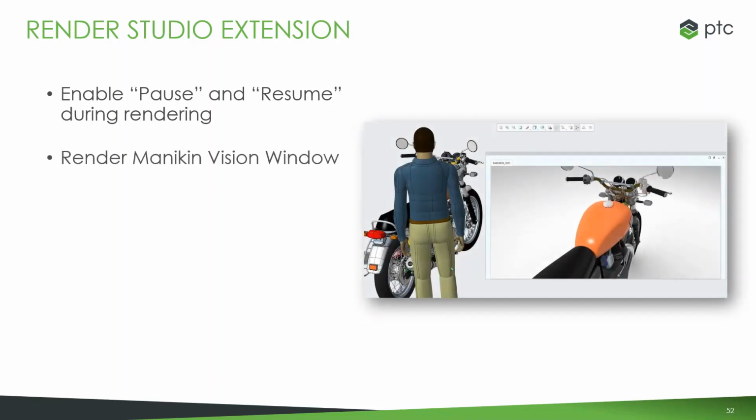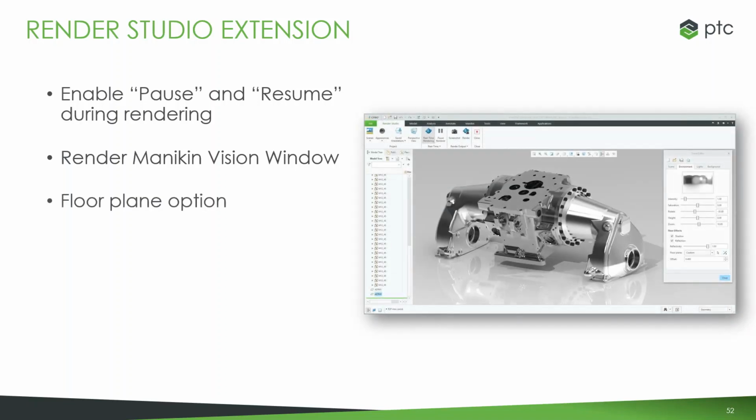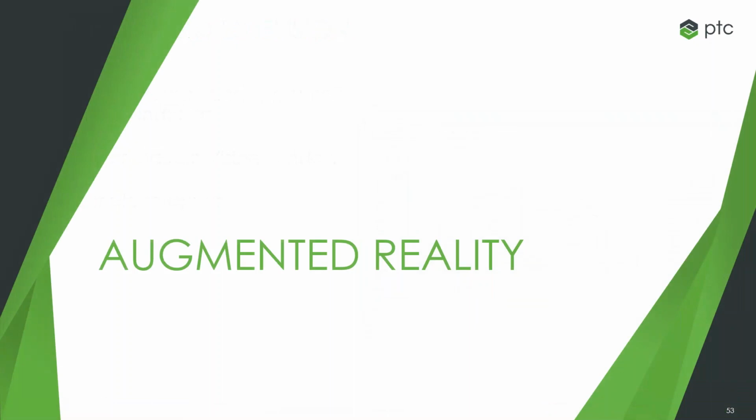You can also render the mannequin vision window if you want a photorealistic first-person view. So you put a person looking at your product or your machine from how it would look from their perspective, and then render that in a photorealistic manner. We also have more options for custom floor planes as the environment settings. You can flip, offset, move shadows, move reflections around, whatever it may be that you want to do.